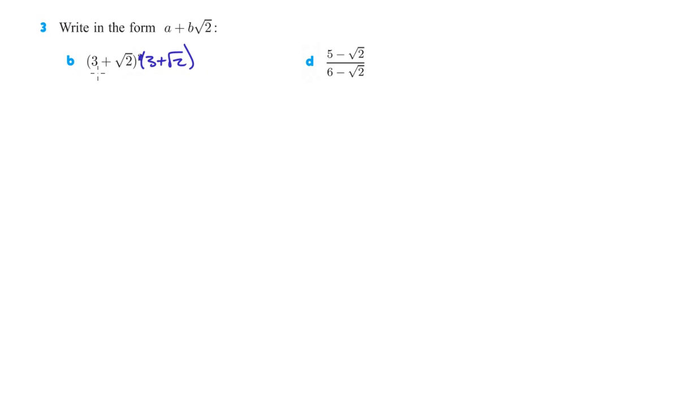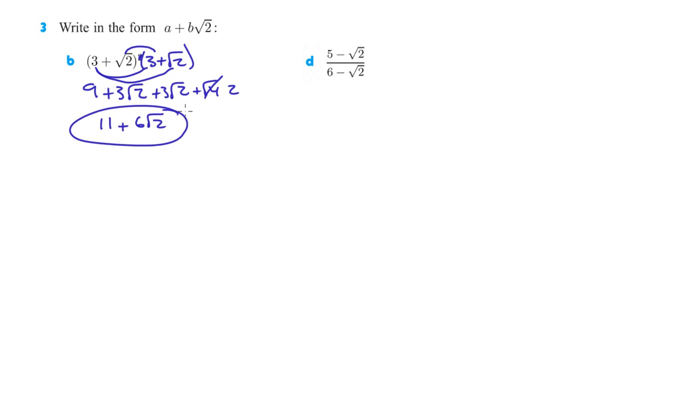3 times 3 is 9. 3 times root 2 is 3 root 2. Inside, root 2 times 3 is another 3 root 2. And root 2 times root 2 is the square root of 4, which really is just 2, right? So we end up with 9 plus 2 is 11. And then we have 3 root 2 plus 3 root 2 is 6 root 2. 11 plus 6 root 2.